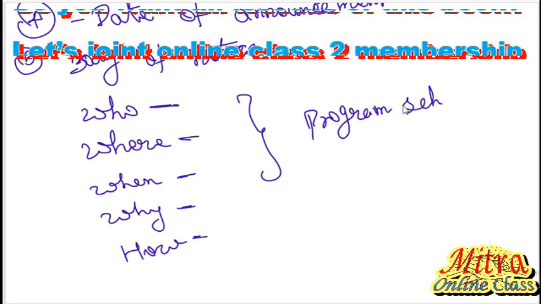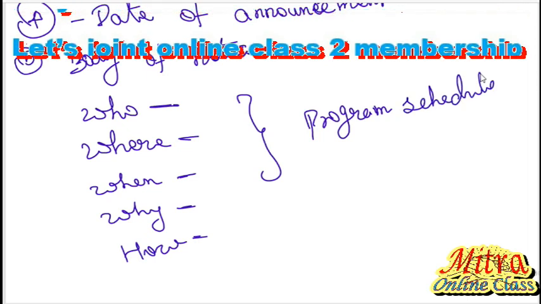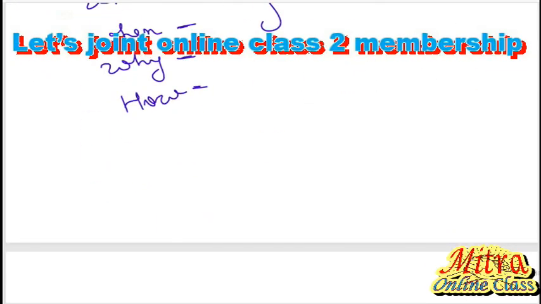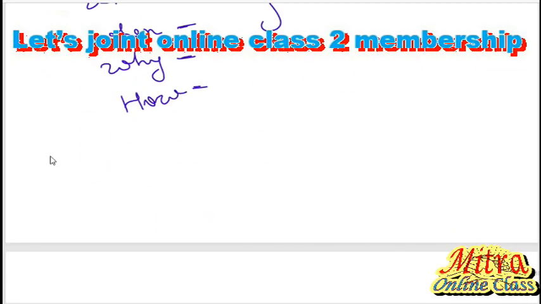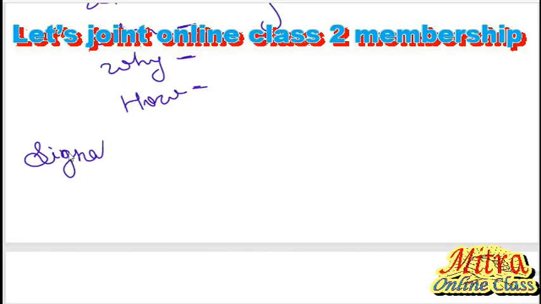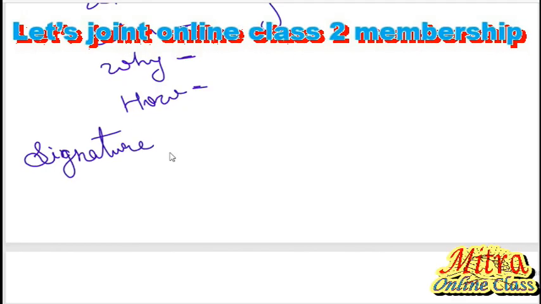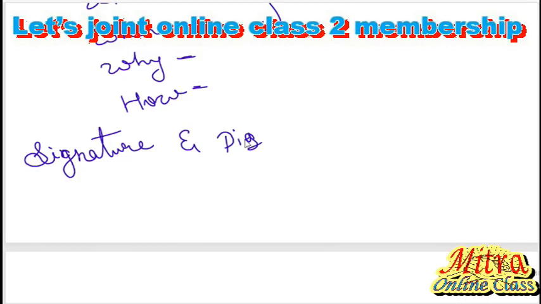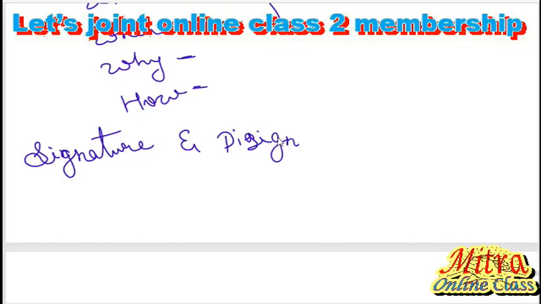Then comes the final part, that is the signature, your signature. The name is also mentioned in the question, so you only mention that name. And then your post, your position, your designation. That designation is also mentioned in the question itself.